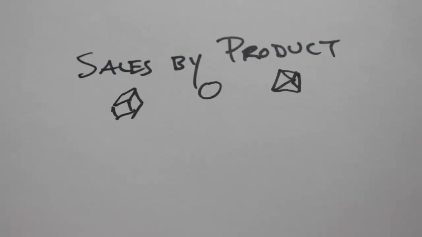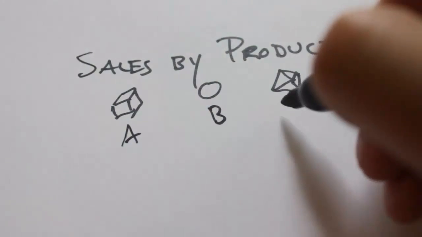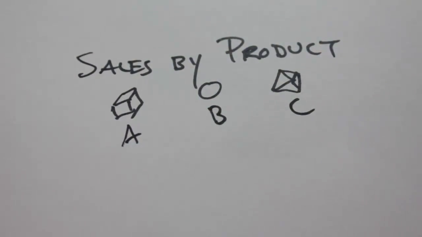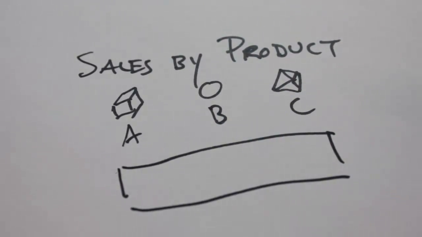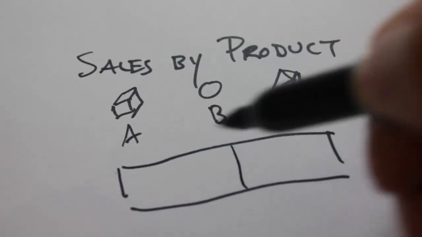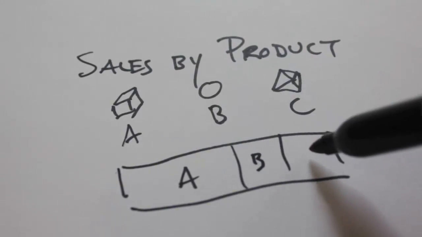Let's take a look at another example. Let's assume I run a store that sells these 3 products. We'll call these A, B, and C. Let's say I want to break down my sales and I want to see which products contribute the most. Again, let's represent all my total sales by this bar. After some analysis, I might find out that product A represents half my sales, and that products B and C represent the last 2 quarters of my sales.